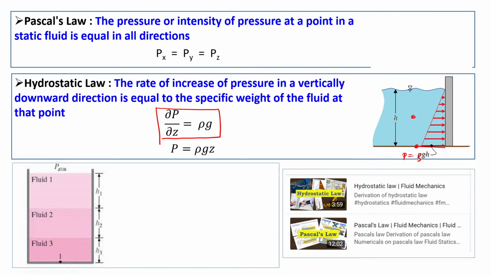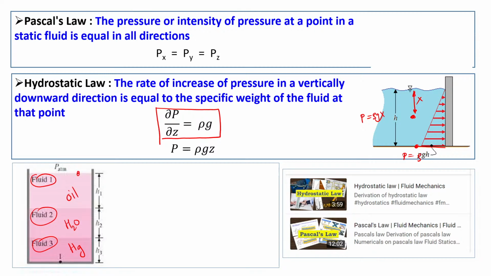Like if you want to find out pressure at this point, then we need the height from the free surface, this height. So by using this, we can find out pressure at this point, that is rho gh. So if there are different fluids, like this is fluid number one, this is fluid number two, you can consider the example like this is mercury, this is water, and this is one of the oils. Then we can find out pressure at any location.